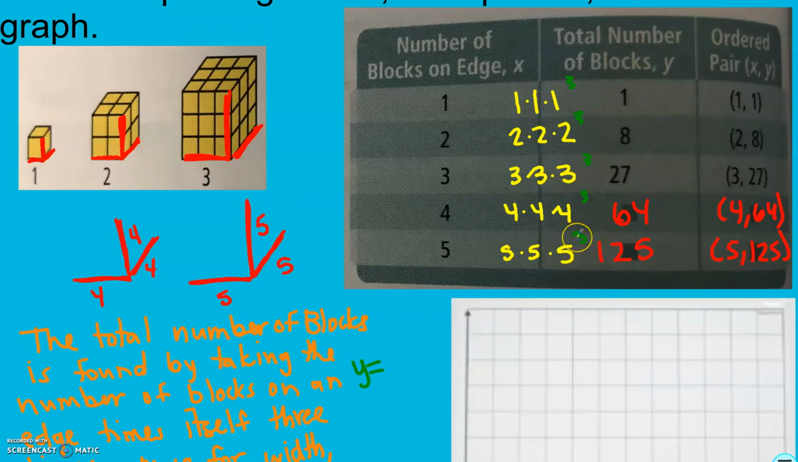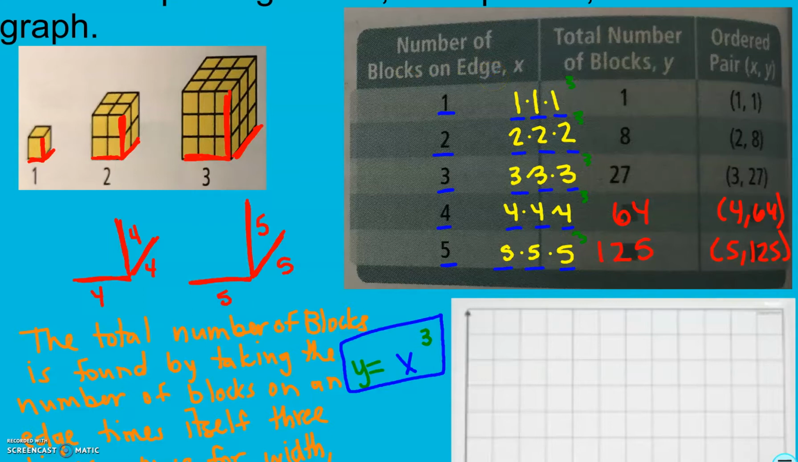And when we're talking about repeated multiplication, we use exponents. And here, the amount of times our base was multiplied by itself was always 3. That stays the same. So in my equation, that 3 is my exponent. The part that changed every time was my base. Here it was 1. Here it was 2. Here it was 3. And each time, it matched my number of blocks on an edge, x. So we can take our base times itself 3 times to get to our total number of blocks, and that base depends on the blocks on an edge.